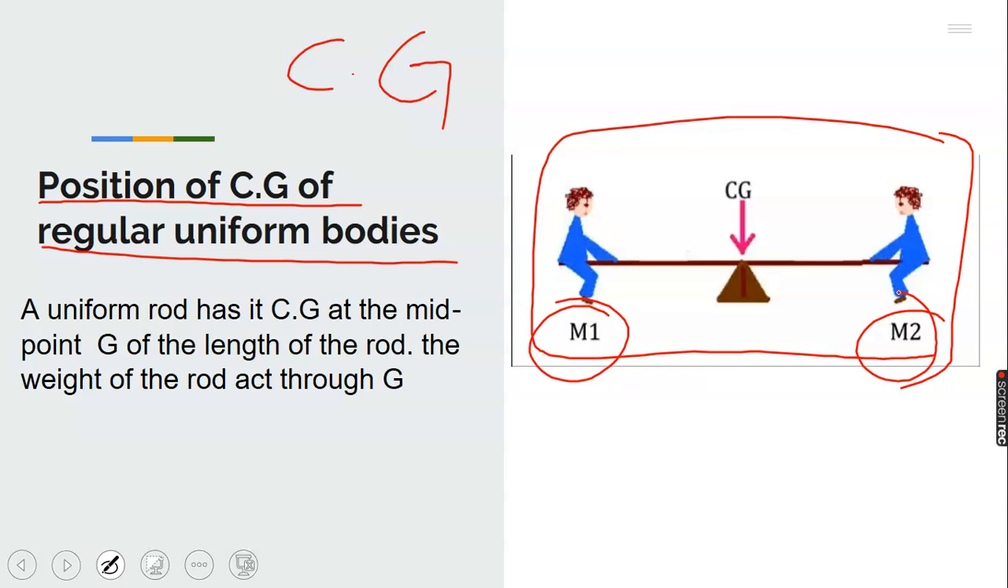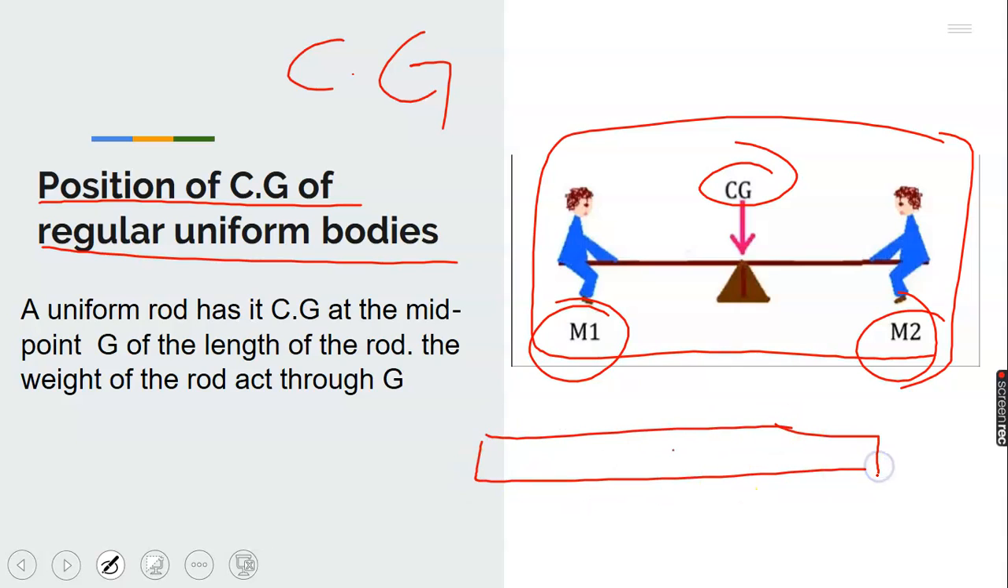The point at which the beam is balanced, we call it center of gravity. It may be that at that point is the weight of the beam, but there are some that are non-uniform. That is, when you say a uniform beam, it means the weight is always at the center. But there are some whose weight is not at the center. It can be found anywhere since they are non-uniform. But now we'll be looking at uniform bodies that have center of gravity at the middle.